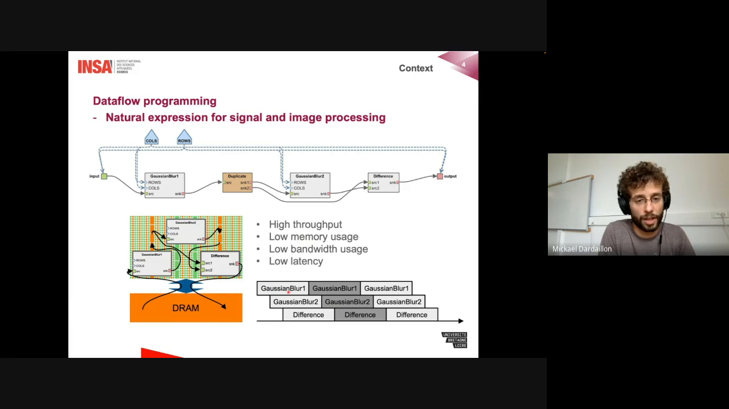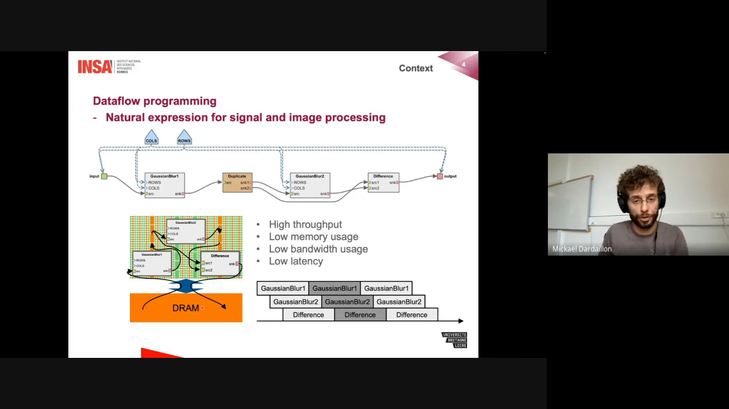If we look at one image, which is processed by Gaussian blur 1, Gaussian blur 2, and difference, it's going to be much faster to reach the result because we're overlapping the different computations. So we have a lot to gain from that. And we think that Dataflow is a very good way to express this computation on the FPGA.